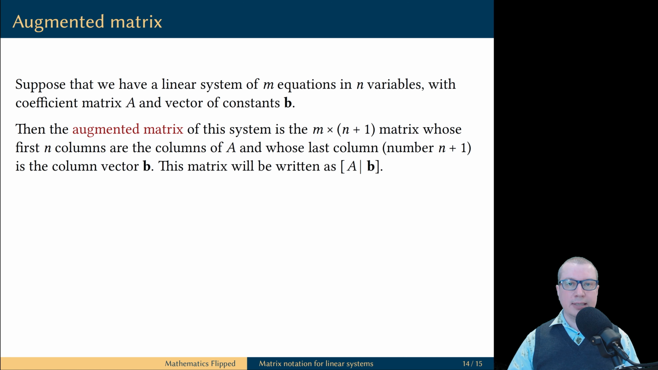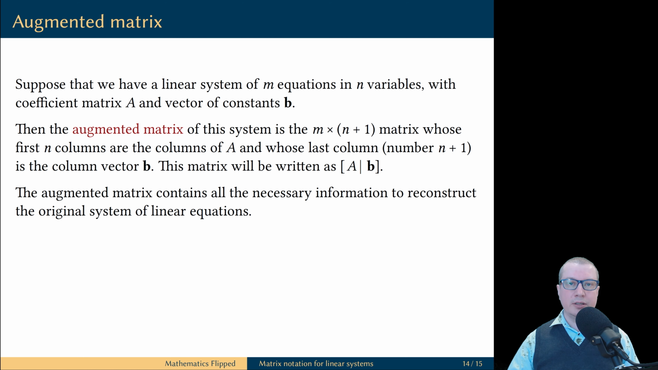So if you have a linear system with m equations in n variables, then the augmented matrix is a matrix of size m by n plus 1. Having just this one single object, the augmented matrix, is enough to reconstruct the original system of linear equations.